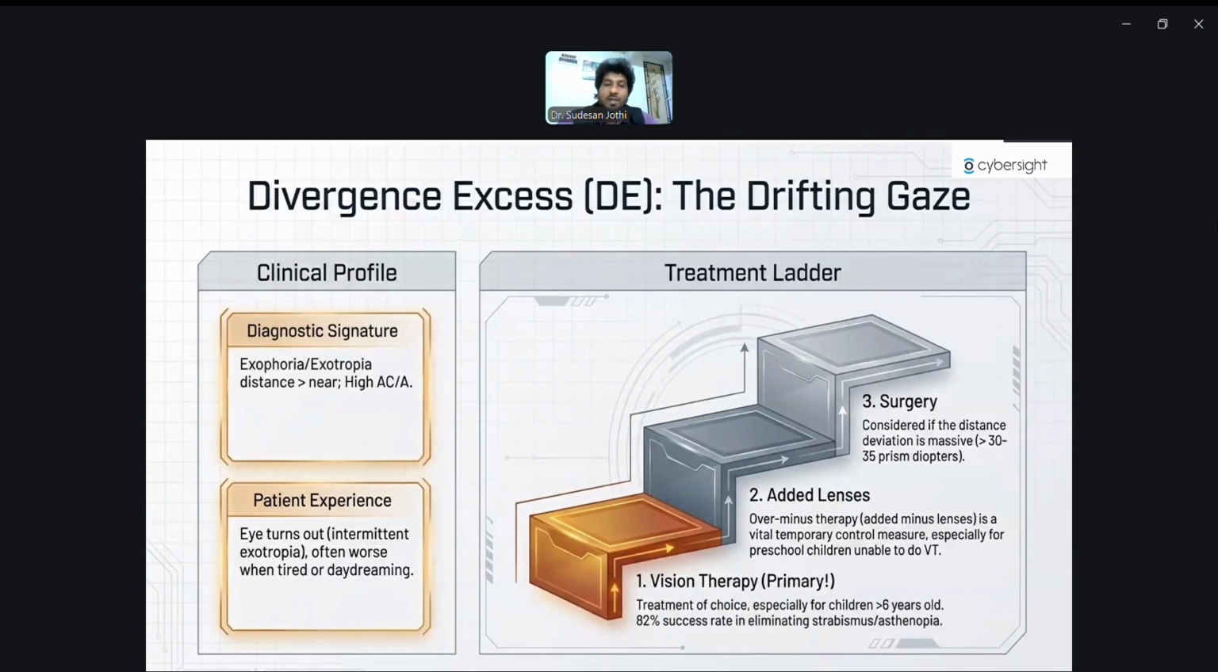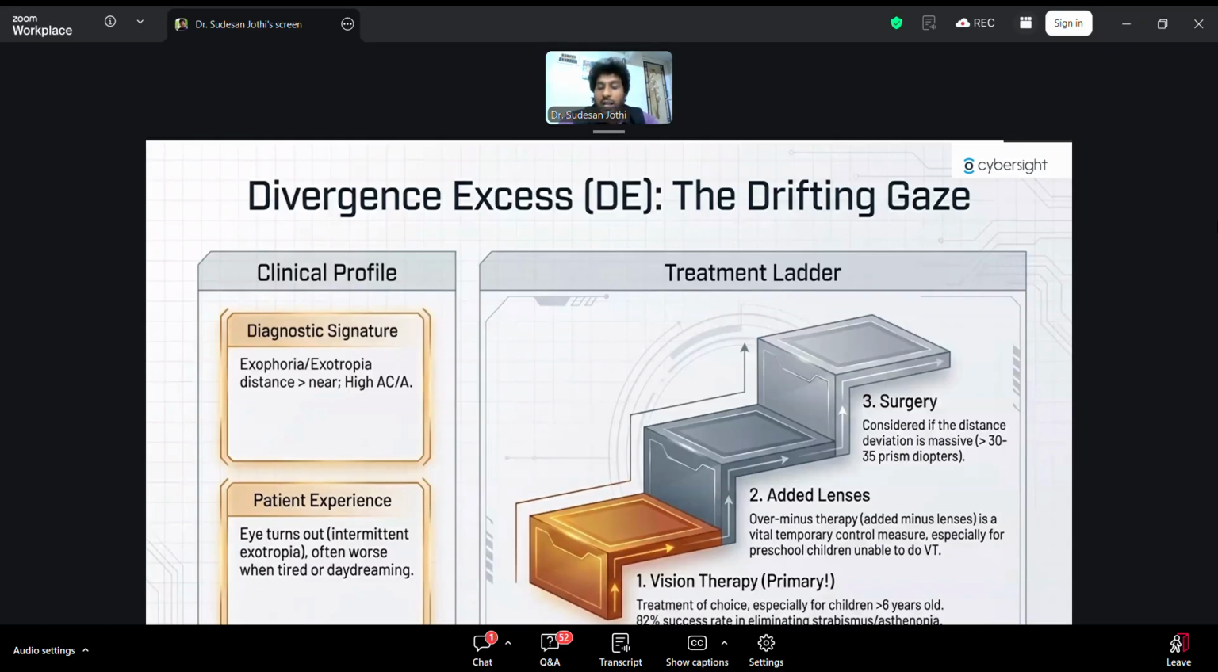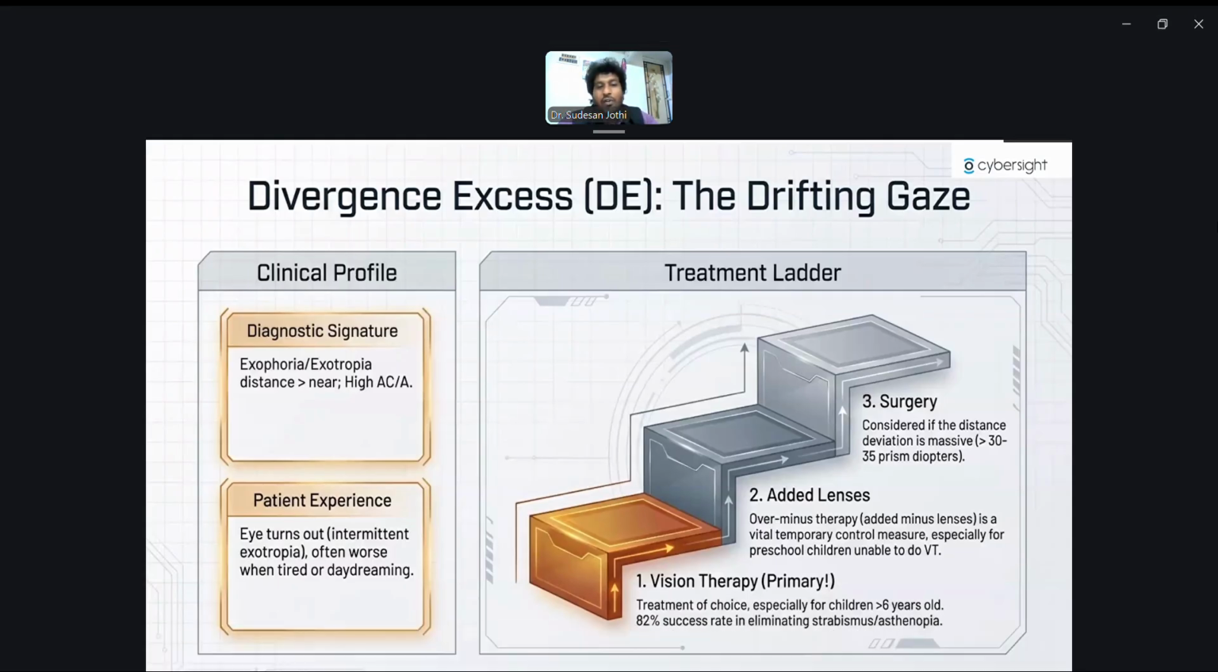Finally, we have divergence excess. Here, exophoria is much greater at distance than at near, and patients often notice an intermittent outward deviation, especially when tired or in bright sunlight. The first line treatment is office-based vision therapy to improve distance convergence control. Over-minus lenses may be used temporarily, particularly in children. Surgery is considered only for large and persistent deviations.